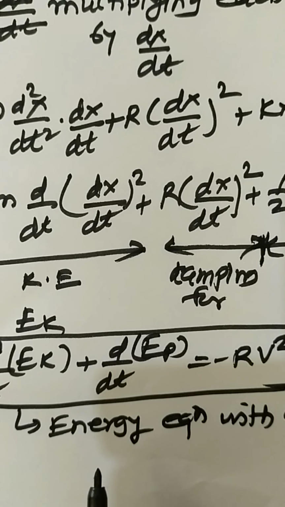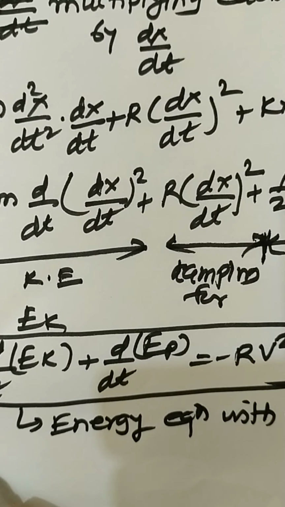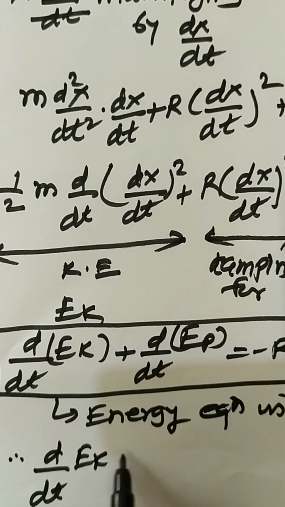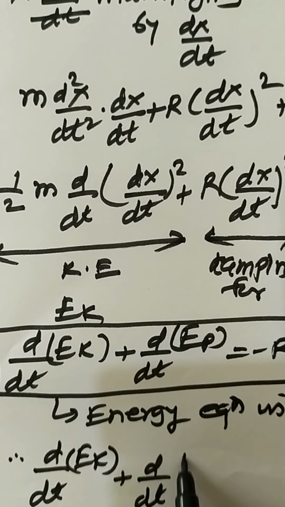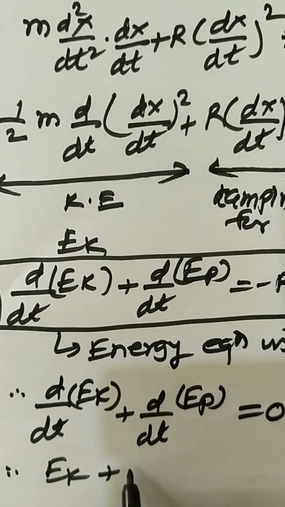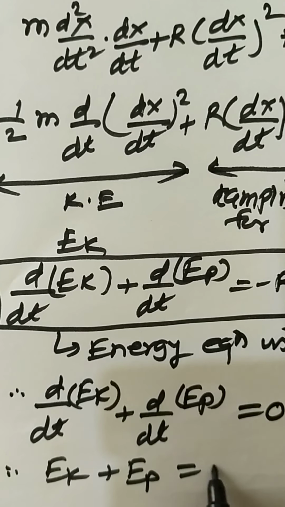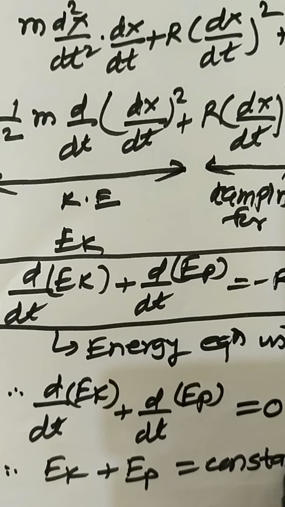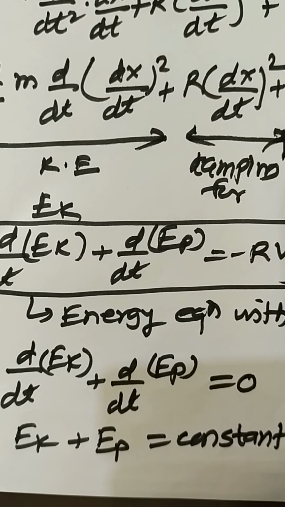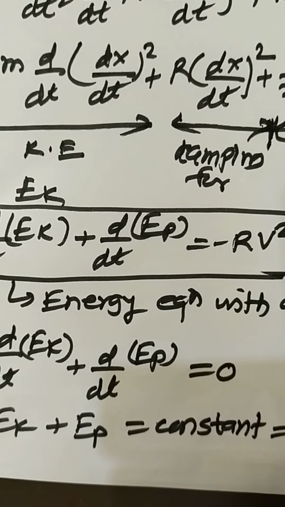If the damping force is 0, then this equation is written as d by dt of Ek plus d by dt of Ep equals 0. Therefore Ek plus Ep is equal to a constant, and that is E.